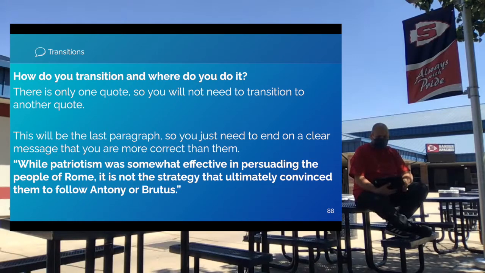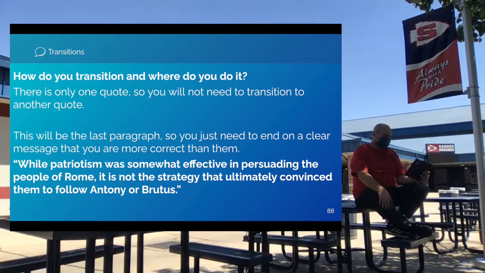So how do you transition and where do you do it in the counter argument? There's only 1 quote. So again, you don't need to transition to another quote like you do in the normal body paragraphs. So you won't have a transition in the middle of this paragraph. And this is the last paragraph before your conclusion, so you're not going to need to transition to another topic. Instead, what you're going to do is basically end explaining why ultimately you are more right than the counter argument. So here's an example.